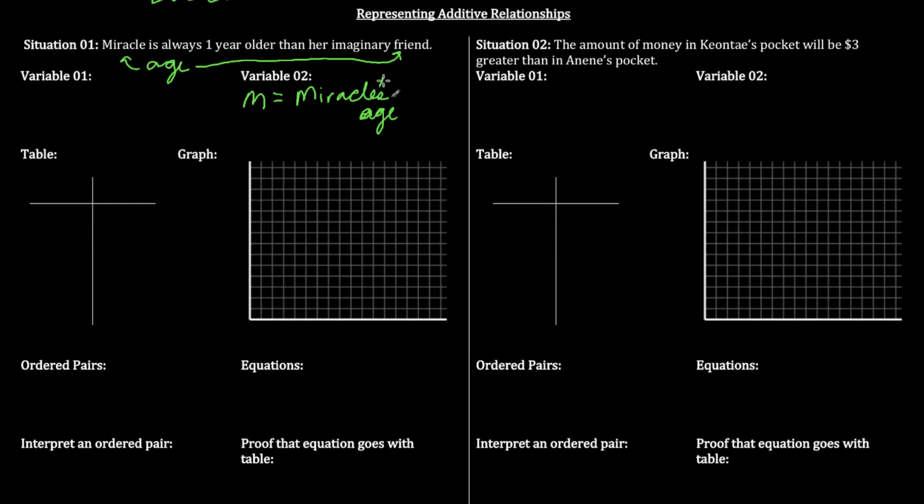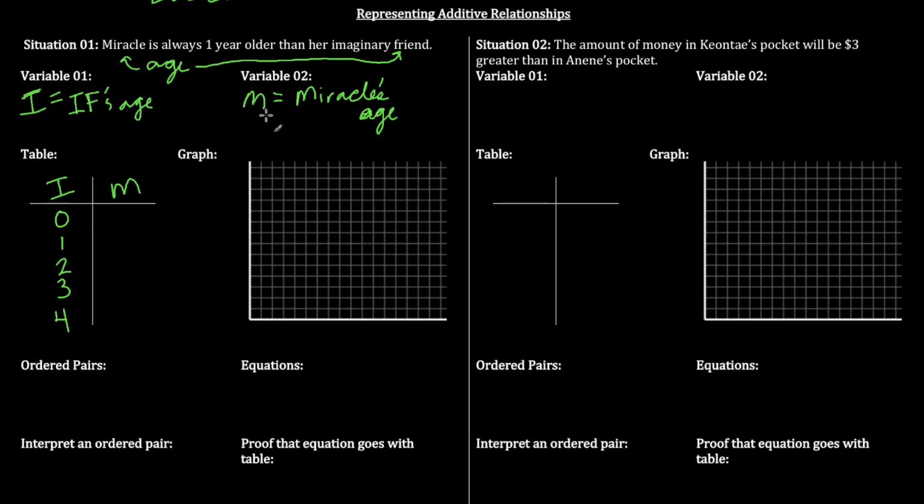And we were also talking about her imaginary friend's age. So I'm going to put I for imaginary friend's age. So imaginary friend's age and Miracle's age. Let's make a table. So 0, 1, 2, 3. You can just number them like that, 4 if you want.